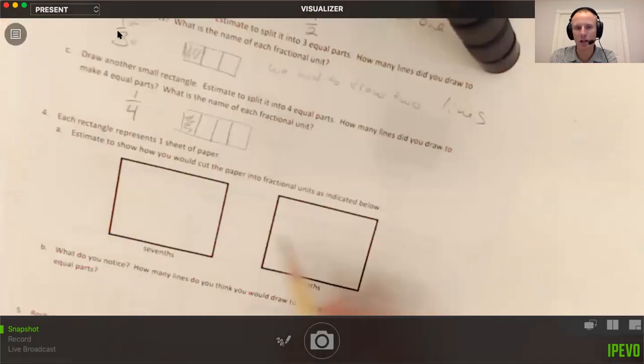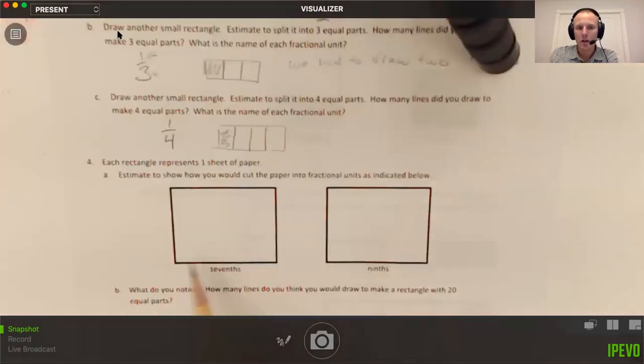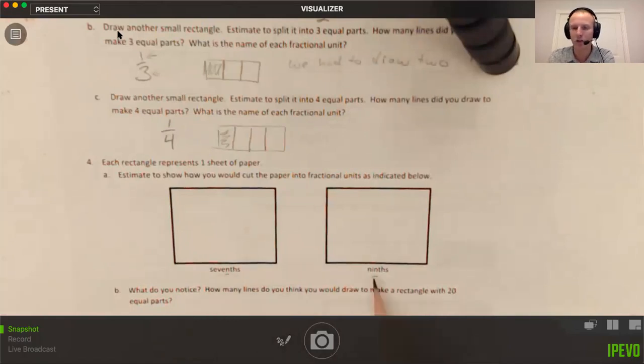All right, each rectangle, whoa, that is all crooked. There we go. Each rectangle represents 1 sheet of paper. Estimate to show how you would cut the paper into fractional units as indicated below. So we have 9ths and 7ths. So I know for this one I have to draw 6 lines, and then for that one I have to draw 8 lines, because if I draw 6 lines, I'll end up with 7 pieces. If I draw 8 lines, I'll end up with 9 pieces.